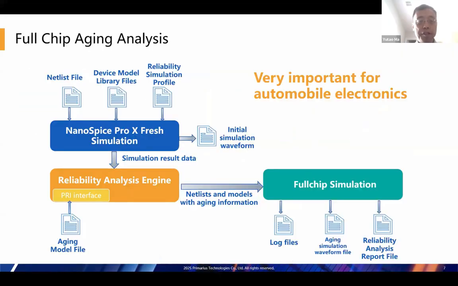Also, another challenge is full chip aging analysis. For automobile applications, people have to do full chip verification to simulate the behavior of the circuit after maybe 10 years, 20 years later. So this has to involve reliability modeling and circuit simulation. Again, it's a big challenge.